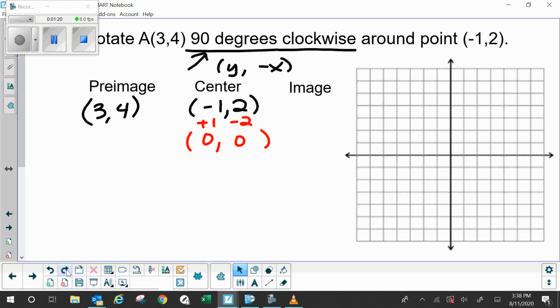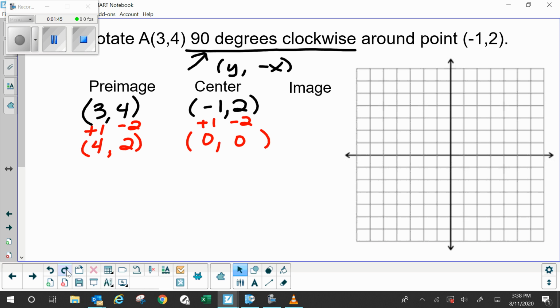So what you did to your center, you have to now do to your pre-image point. You have to add 1 and subtract 2. If you add 1 to 3, you get 4. If you subtract 2 from 4, you get 2. Okay, so our pre-image now becomes 4, 2. And then the center is now 0, 0. We can most definitely apply the rule and rotate around the origin now.